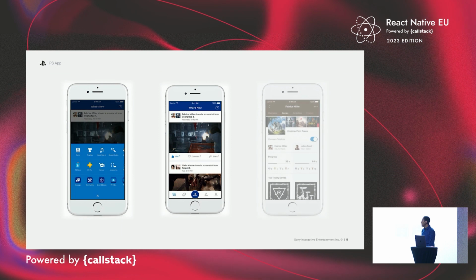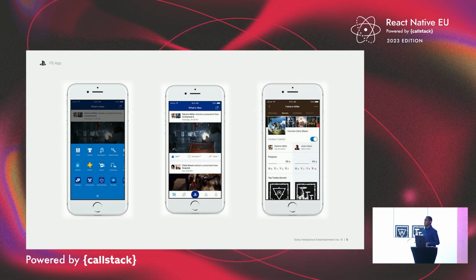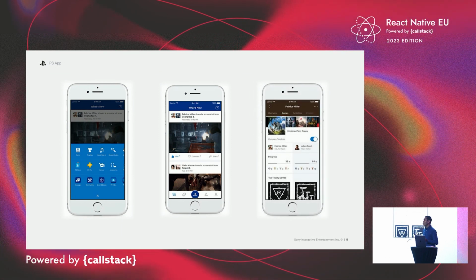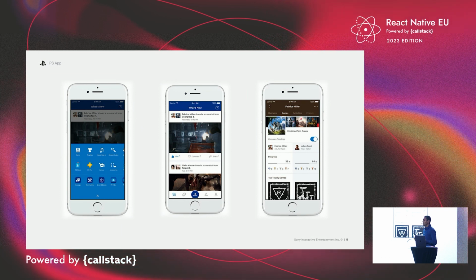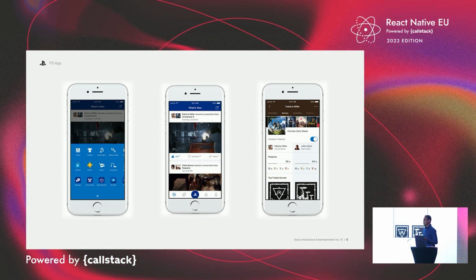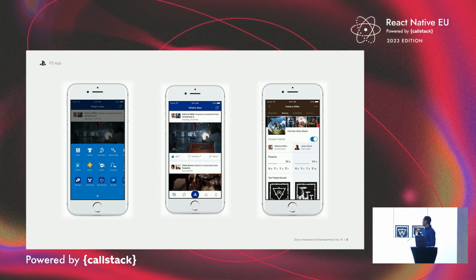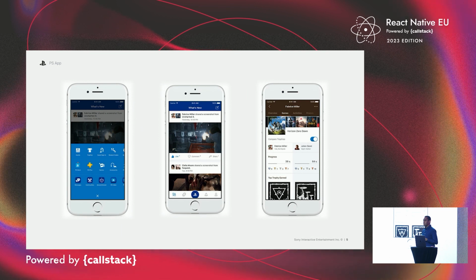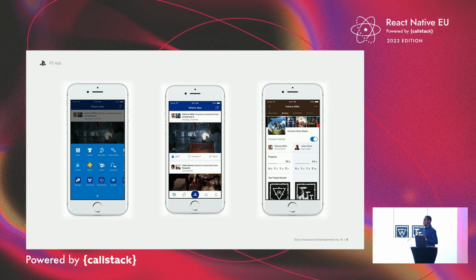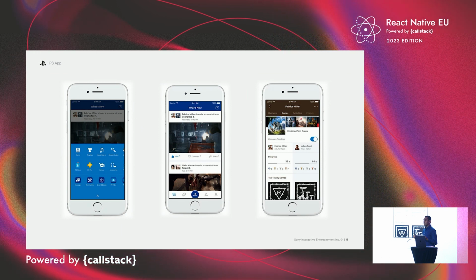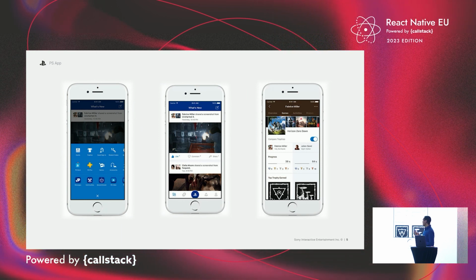In 2017, we wrote the first PlayStation app written fully in React Native. And users immediately loved this new update. They liked that the app was very consistent with the look and design of other apps. And for us, we proved that we were able to build a full-fledged application at scale directly on React Native.